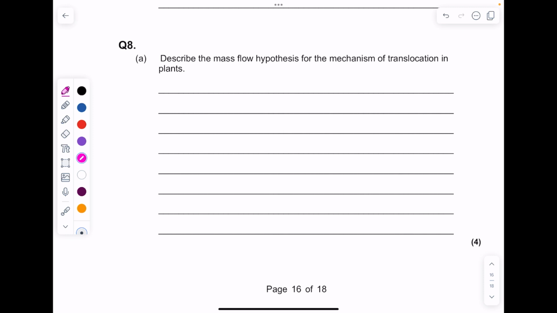Describe the mass flow hypothesis for the mechanism of translocation in plants. So translocation is all to do with the movement of sucrose in the phloem from source, so where that sugar is made, to where it's either used or stored, which are known as sinks. So we just need to add a little bit of extra detail as to how those substances are moved.